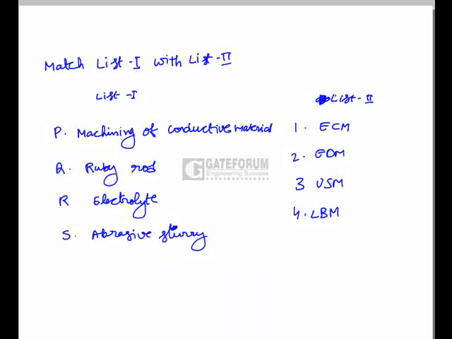Match list 1 with list 2. So here some machining processes are given and some related terms are given in list 1. So here P, machining of conductive material, can be done by using EDM. So P matches with 2, and ruby rod is used in LBM. So here Q with 4, and electrolyte is used in ECM. So R is related with 1, and here abrasive slurry is used in ultrasonic machining. So S with 3. So in the options, the right option is C.